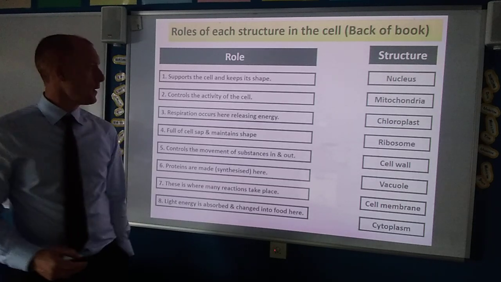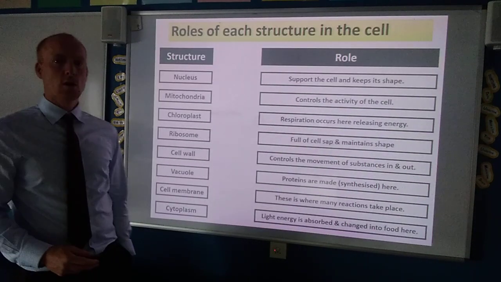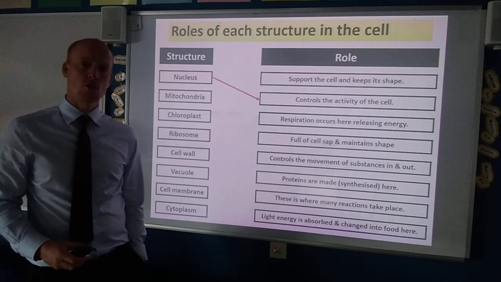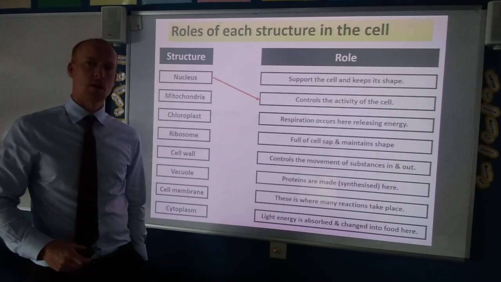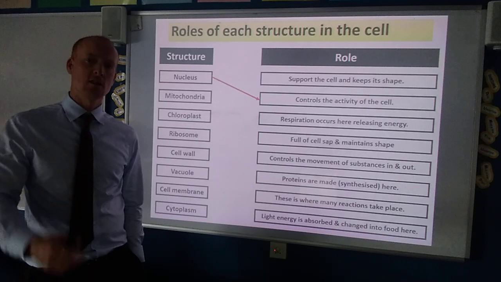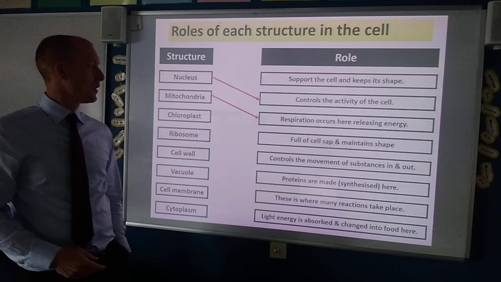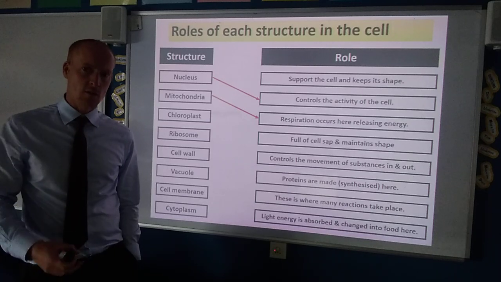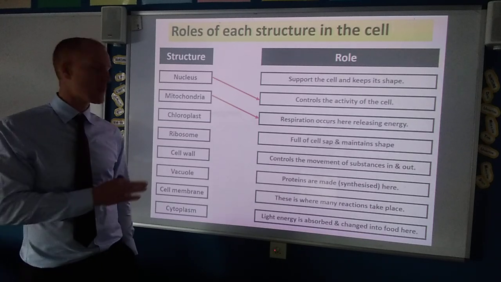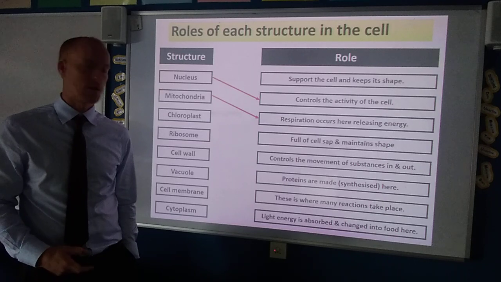Okay, let's have a look then. So first up, nucleus. It controls all the activity of the cell, okay? It contains the genetic material, it's the DNA. Don't say it's the brain of the cell, it just controls the activities. Mitochondria releases energy for respiration, okay? So any cell that needs to do a lot of work will have lots of mitochondria.